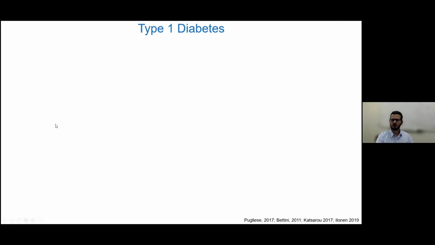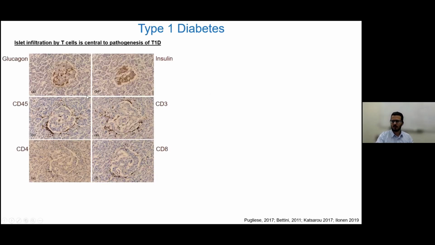So our work focuses on looking at T-cell responses in type 1 diabetes. As you all know, in type 1 diabetes, both in humans and in mouse models, infiltration of pancreatic islets by T cells, both CD4 and CD8 T cells, is central to pathogenesis of type 1 diabetes. You can actually find CD4 and CD8 positive T cells directly infiltrating the islets.